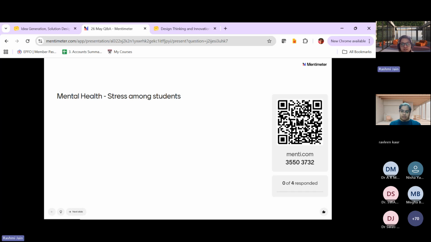Please scan this code. I can see only 4 people have scanned the code. I request you to please scan it. You can use Paytm or the Camera app for this. I know that we are not getting many verbal responses, so let's try to keep our Mentimeter responses active so that it's beneficial for all of us.